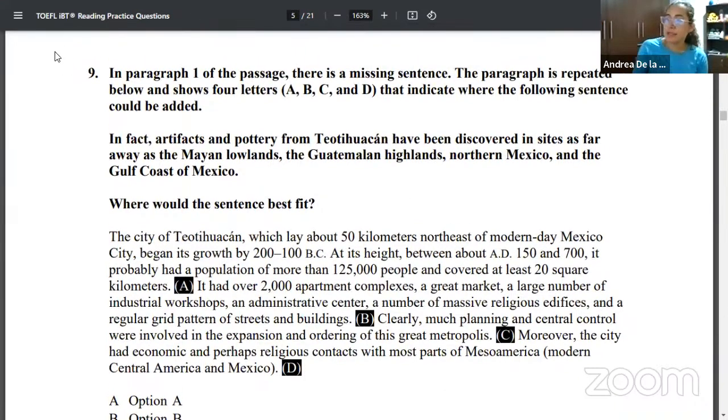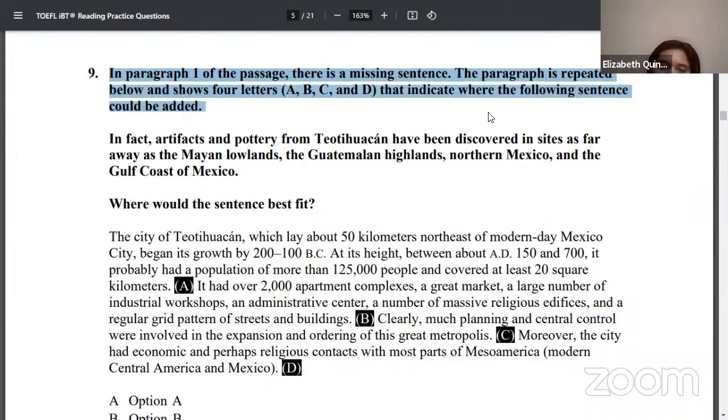So Elizabeth, please, could you read the instructions? In paragraph 1 of the passage, there is a missing sentence. The paragraph is repeated below and shows letters A, B, C, and D that indicate where the following sentence could be added.